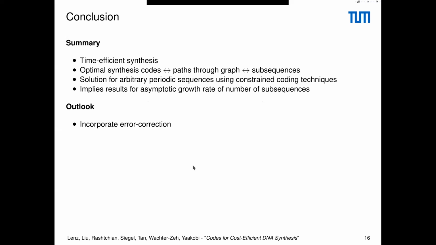So what could be outlooks for the future? One is to incorporate error correction, because when we do DNA-based data storage, as we have seen in the beginning, there are errors inside the system which we want to combat. And so we need to incorporate some error correction. Then also, for now we have looked at the setup where the synthesis sequence is fixed, but we might also want to change it according to the sequences that we are actually synthesizing.